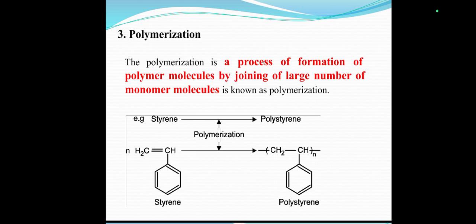Right? And how are polymer molecules produced? Polymer molecules are produced by joining of a large number of monomer molecules. So here we can say that the process of conversion of monomer molecules into polymer molecules is known as polymerization. You can see the example. Styrene on polymerization produces polystyrene. So styrene changes to polystyrene.